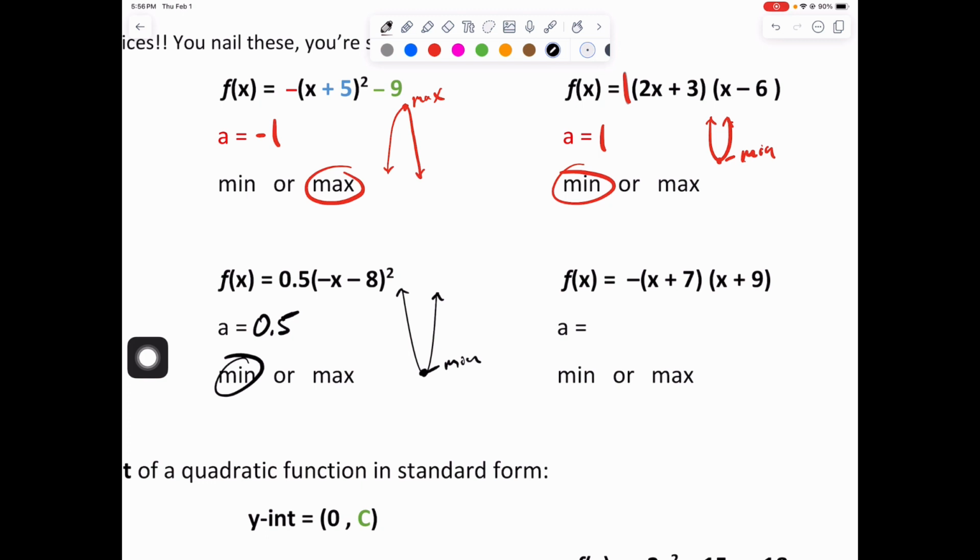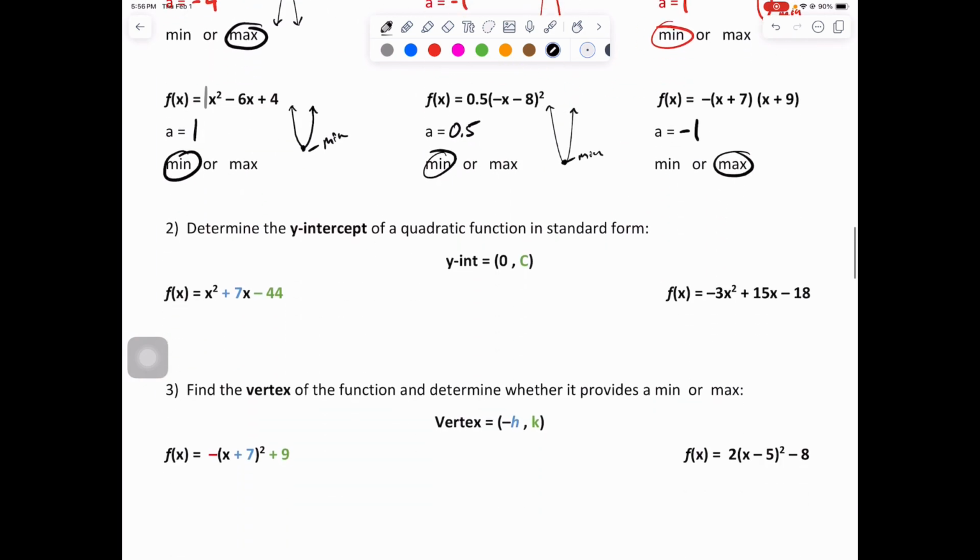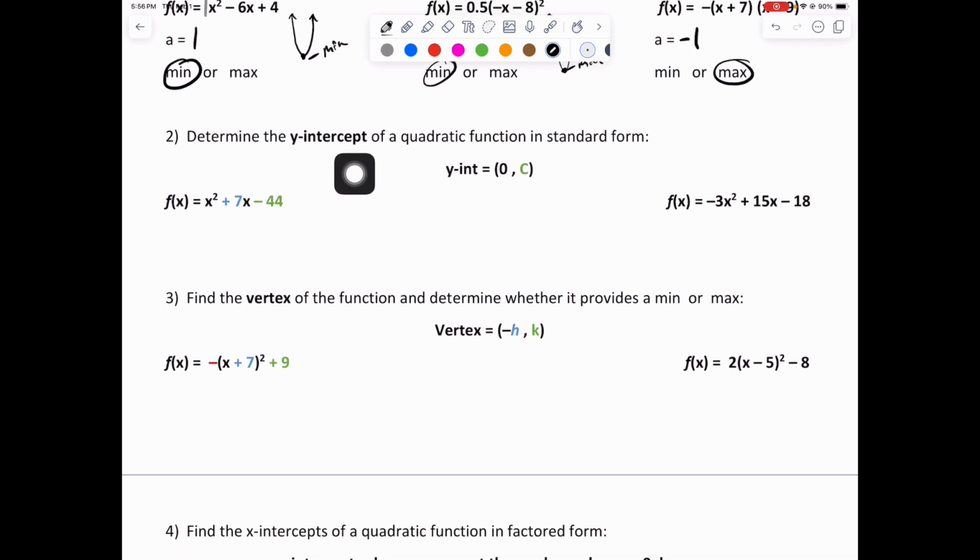You guys are absolutely killing it. Yes, the A equals -1. Yes, it is a frown, and yes, it will give us a max. Great job. Moving forward, number 2. Determine the y-intercept of a quadratic function in standard form. All right, we did it when we just did the review.